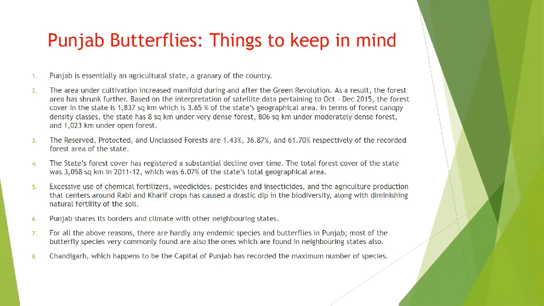Punjab shares its borders and climate with other neighboring states. So Punjab doesn't really have any particular climate of its own which we can call typically the climate of Punjab. It shares its climate with nearby areas, and the soil conditions also. And as a result, there is no endemic species in Punjab. There are common species which are common to all the areas contiguous to Punjab. They are found everywhere in the neighboring Punjab.